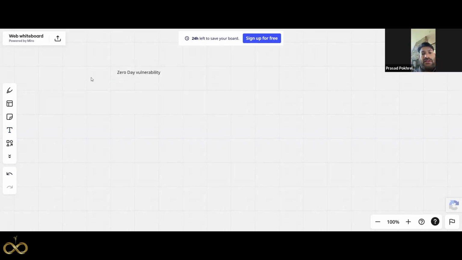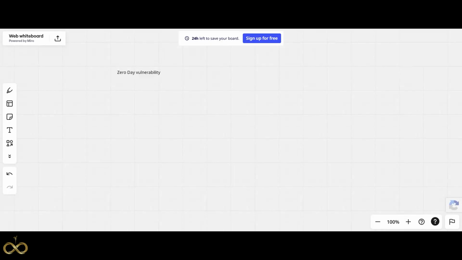I think that's the deadline, or whenever there's no time left to secure the software. Okay. It's an unknown security flaw to a software vendor that has no available patch yet. Okay. Anything else?